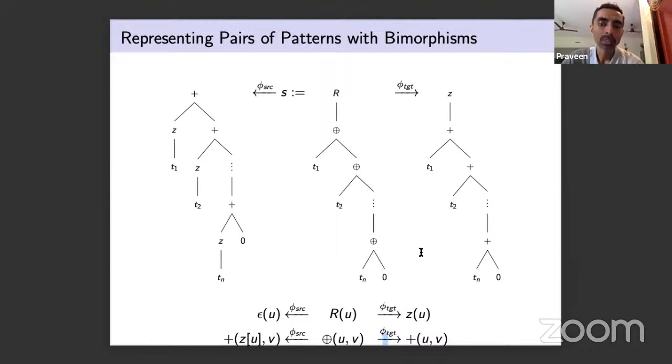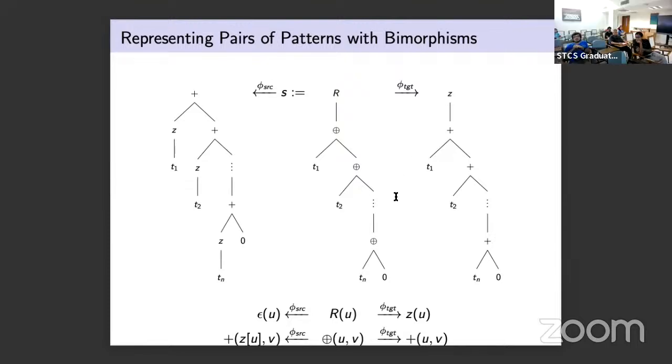So that is the source homomorphism, and the target homomorphism is similar. Just that here, to get this particular pattern on the right hand side, we have said that R of U will become Z of U, and then O plus of U comma V will become plus U comma V. If you recursively apply these rules to the central seed tree, then the source homomorphism will give you the left hand tree, and the target homomorphism will give you the right hand tree.